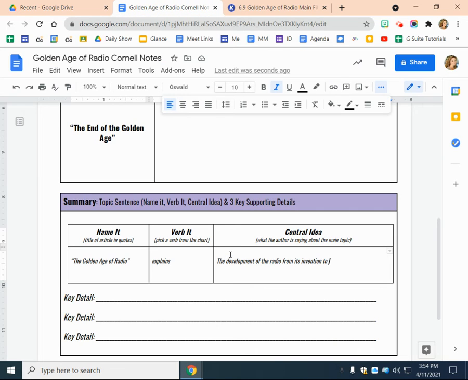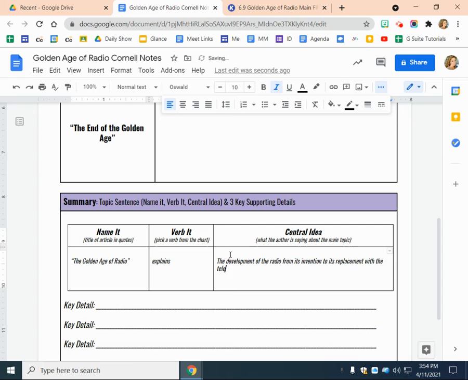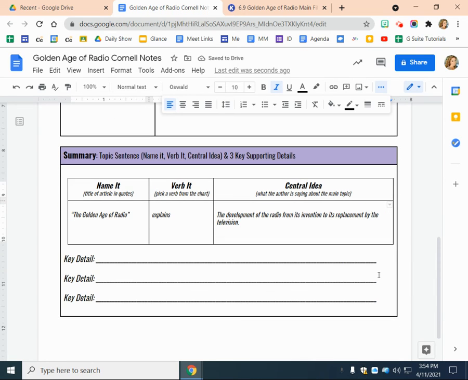I'm going to say from its invention to its replacement with the television. So it's kind of long and wordy, but it gets the job done. The golden age of radio explains the development of the radio from its invention to its replacement by the television. Different word there.